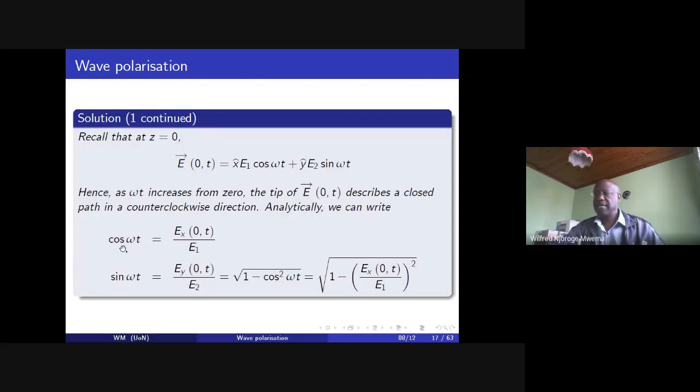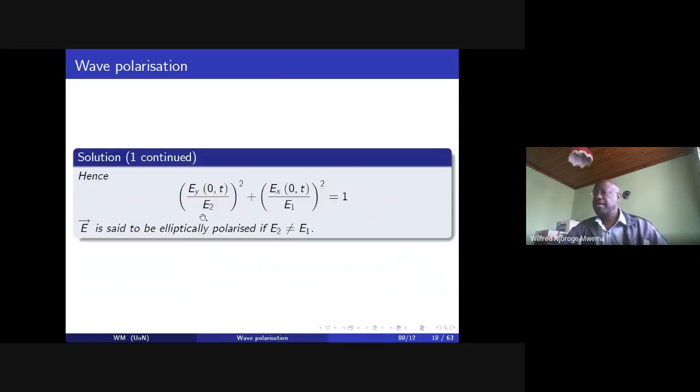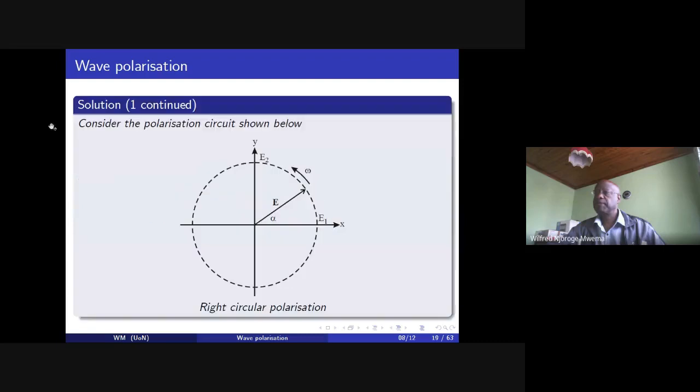Analytically, you can write that cos omega t is given by EX0 of t over E1, and sin omega t is equal to EY0 of t over E2, which is the square root of 1 minus cos squared omega t. Therefore, that equation shows that E will be elliptically polarized if E2 is not equal to E1. This is like saying x squared plus y squared equals r squared, or something like that. Depending on how they are related, it would be an ellipse or a circle, so to speak.